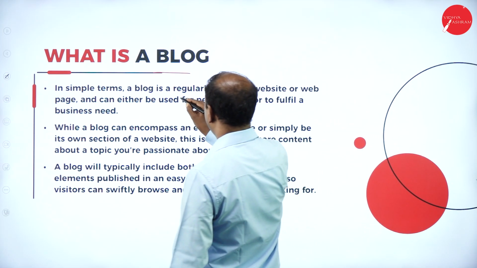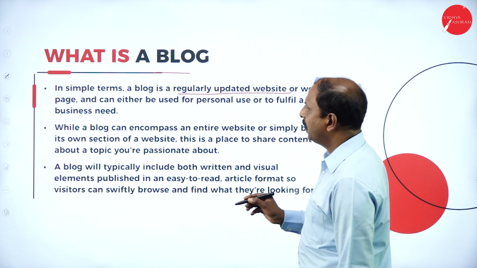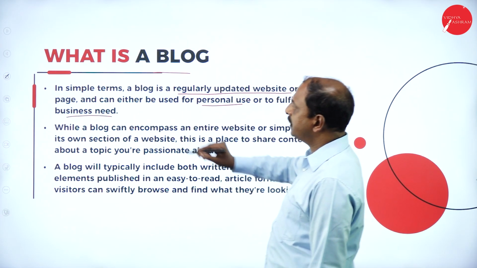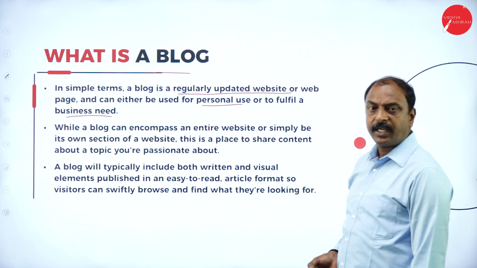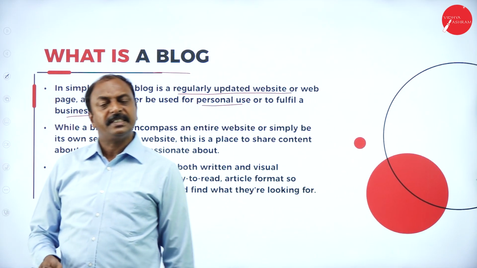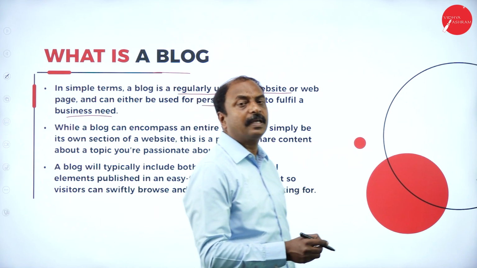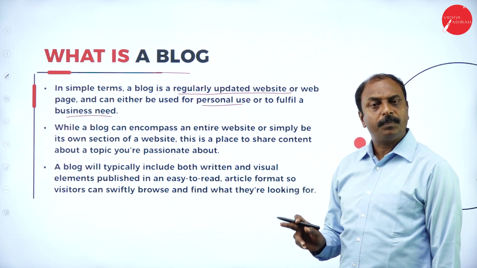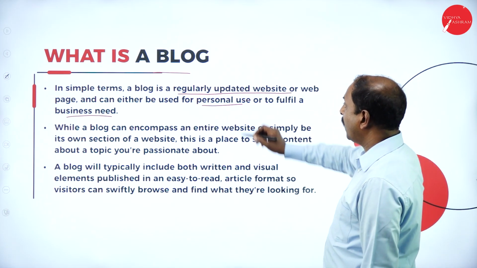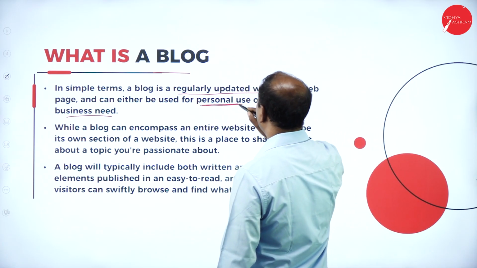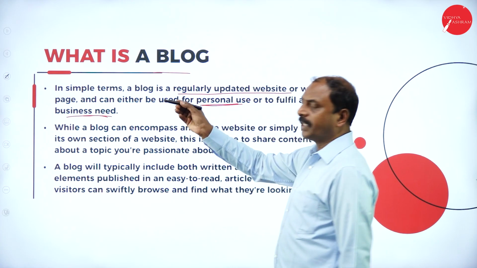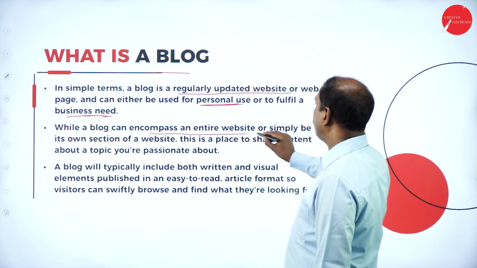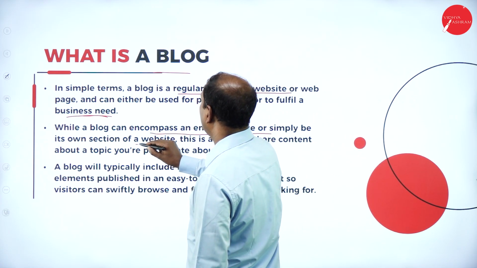In simple terms, it is a regularly updated website or web page that can either be used for personal use or fulfill a business need. So it is also a type of website. Actually, a blog and a wiki site are nothing but types of websites for different applications. In a wiki site, we contribute information to the particular wiki page, and a blog generally is used for personal or also for business purposes. It is also a type of website. A blog can encompass an entire website or simply be its own section of a website.